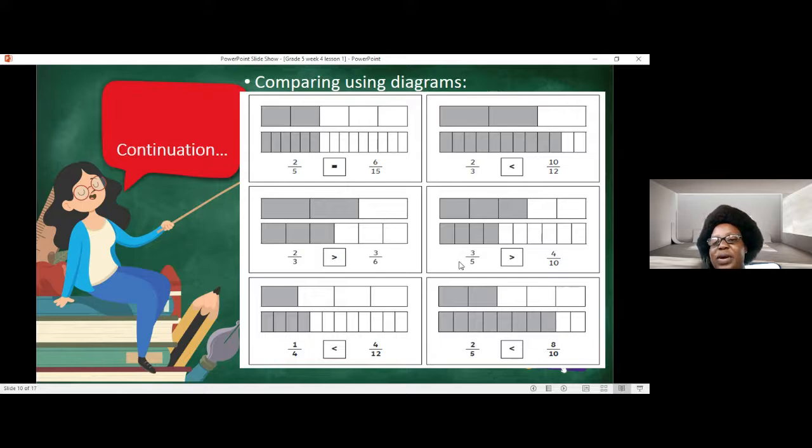And then the next one, we have 5ths there, and 3/5 is shaded, and then 4/10 is shaded. Which one is bigger? We check: the line for 3/5 is longer than for 4/10. So that is how we use the diagrams to compare.